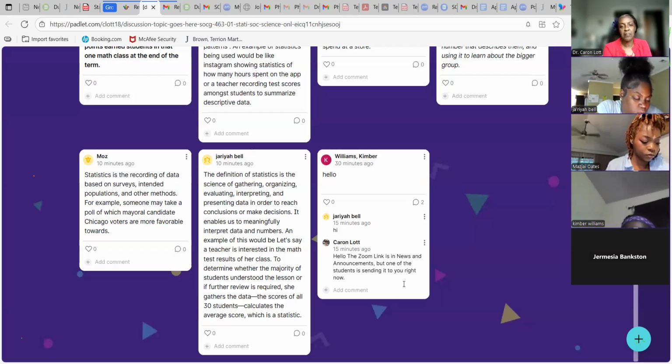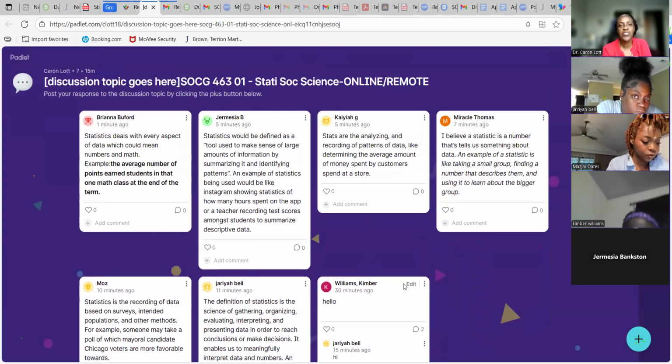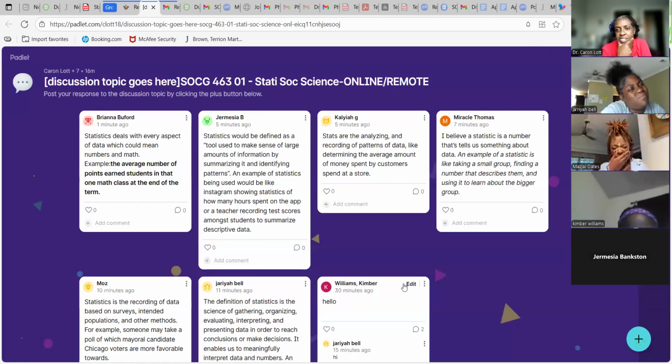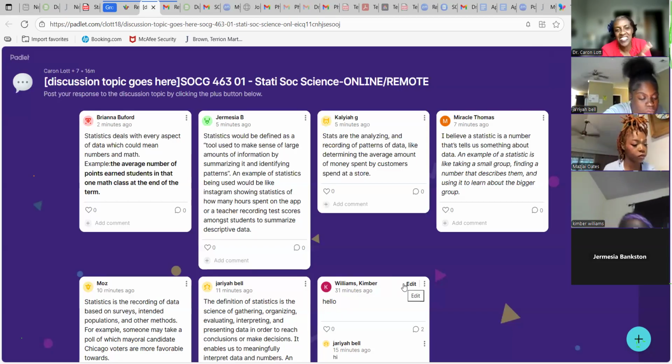So looking at the Padlet page, what would you say the population is here? College students, college upperclassmen. HBCU upperclassmen. Okay. In statistics, social science, statistics, online, remote. So this is the class, which is the population.